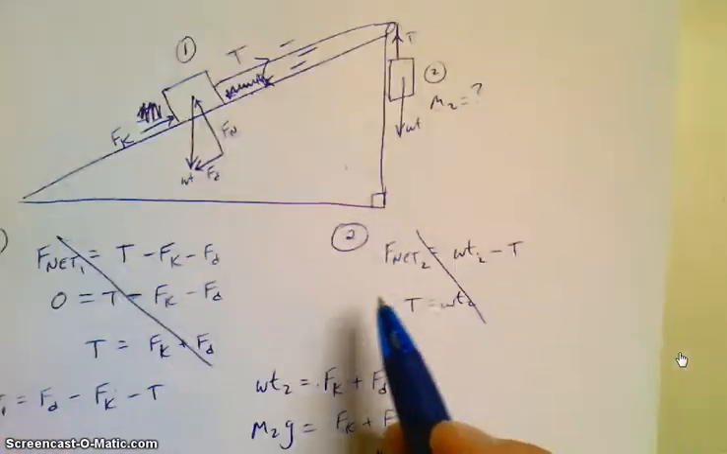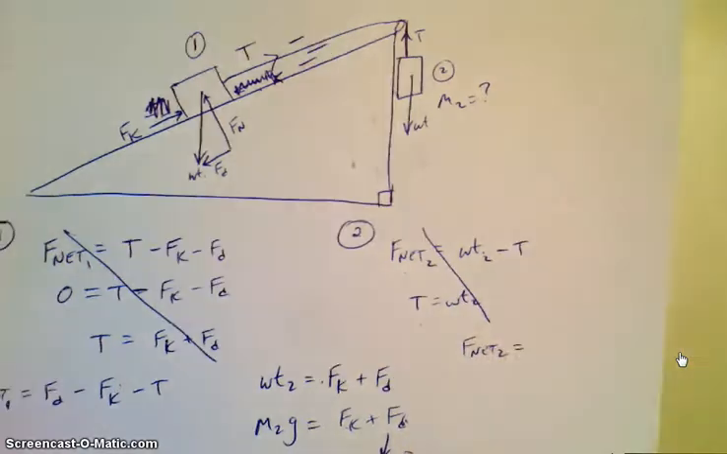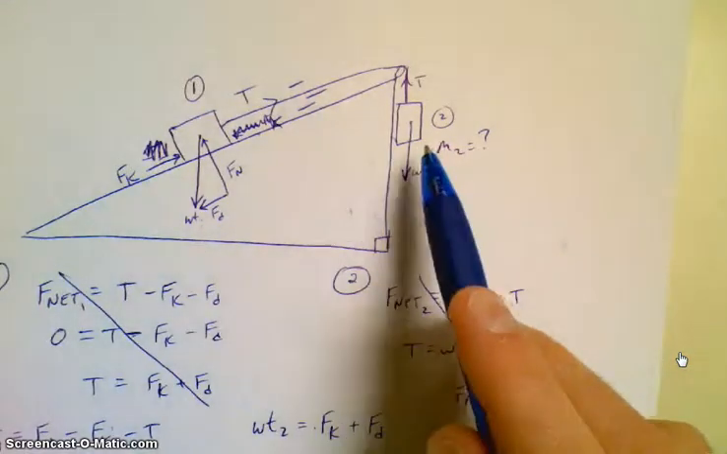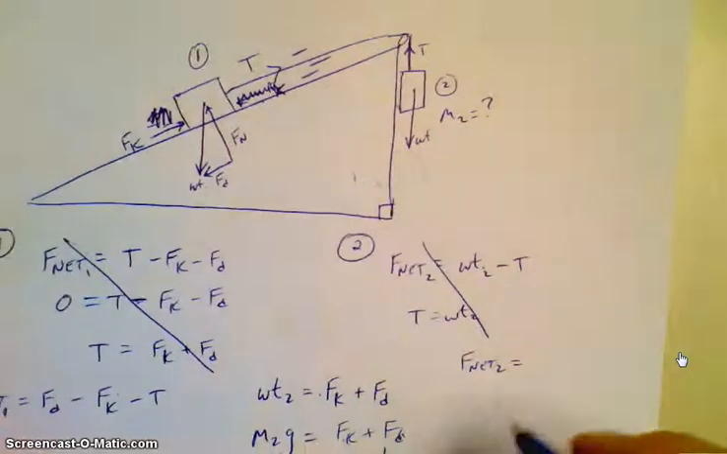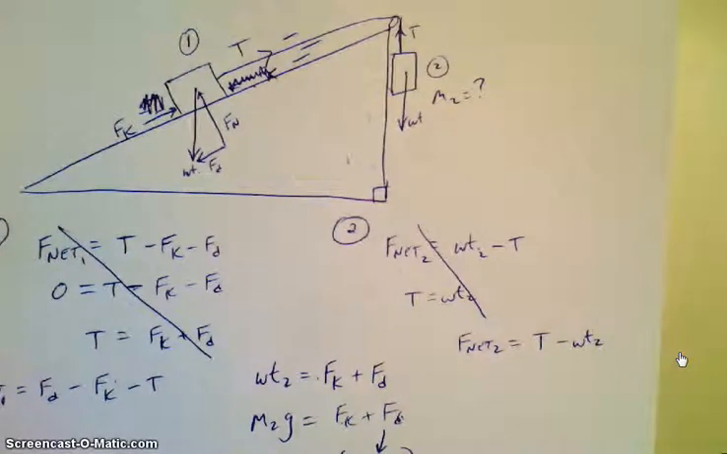Let's look over here on the second one. What's the direction of this block? Which way is it moving? This is sliding down the ramp. The block is moving up. So this one is going to be tension minus weight 2.